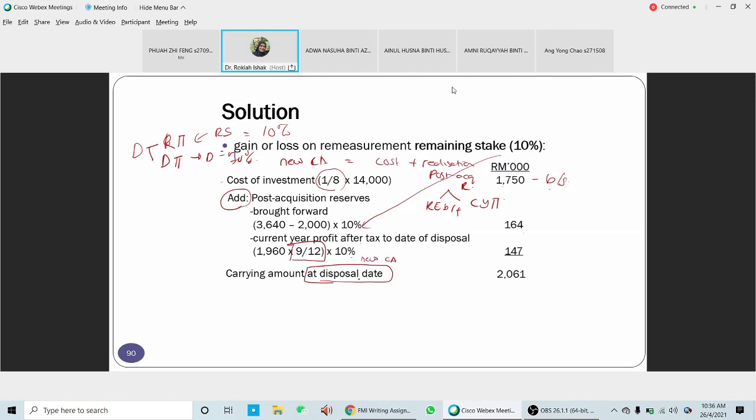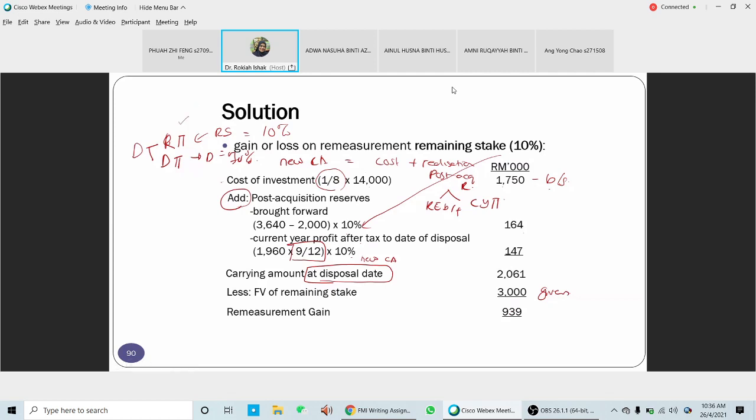Okay, so at the disposal date, compare it with the fair value. The fair value here is given as 3 million. So you're going to find a remeasurement gain here of 939. Remeasurement gain of 939. So we have done the first part. We have done the remaining stake.